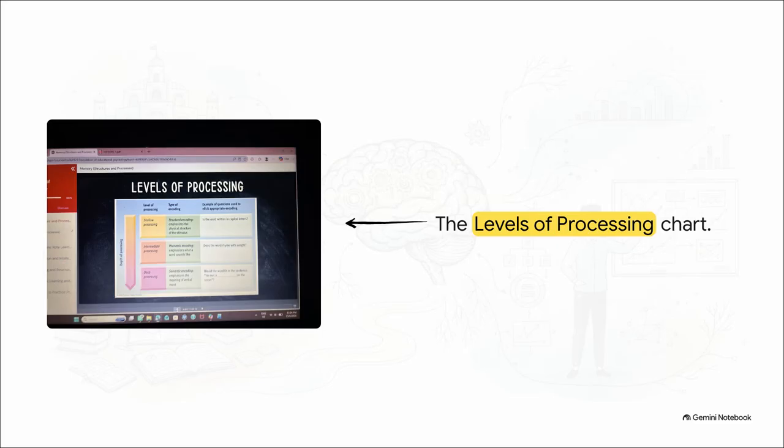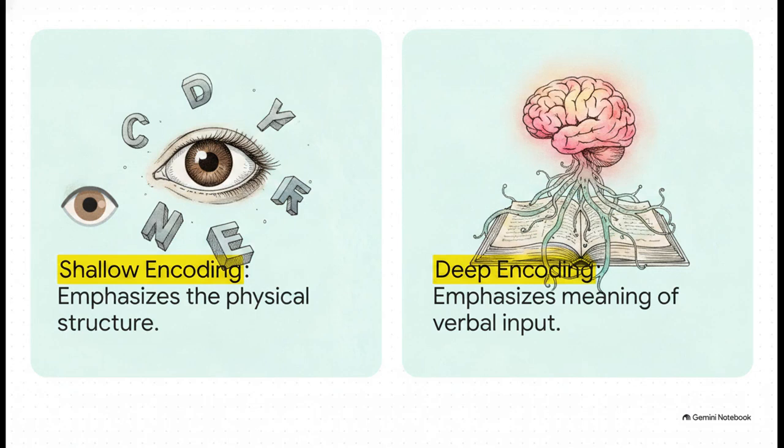The levels of processing theory reveals a massive secret in educational psychology. Memory isn't just about the time you spend on something, it's about depth. Information that's processed deeply is retained far, far better than information processed shallowly. Let's do a direct point plus explanation comparison to make this perfectly clear.